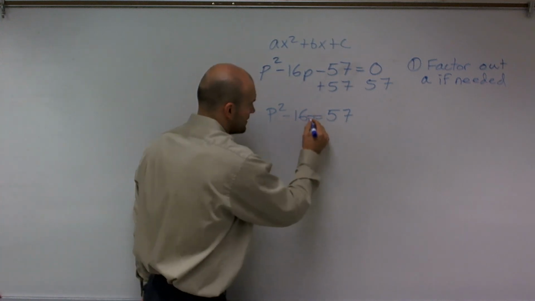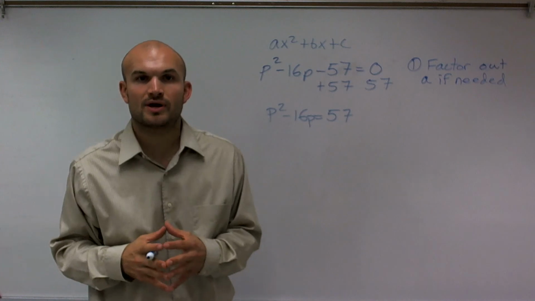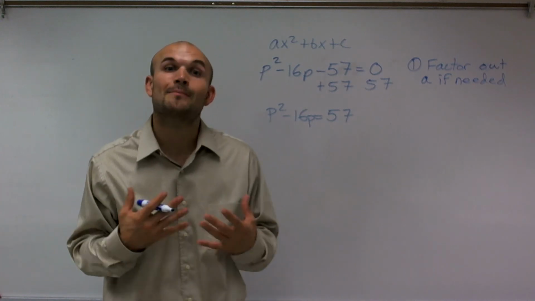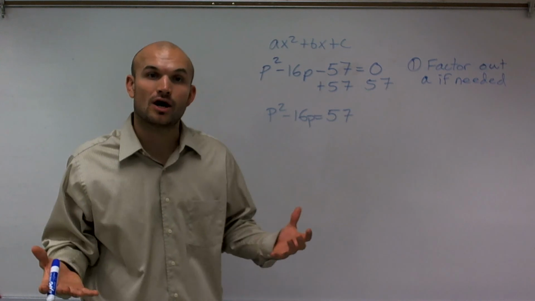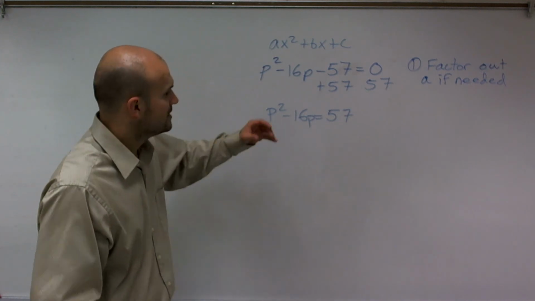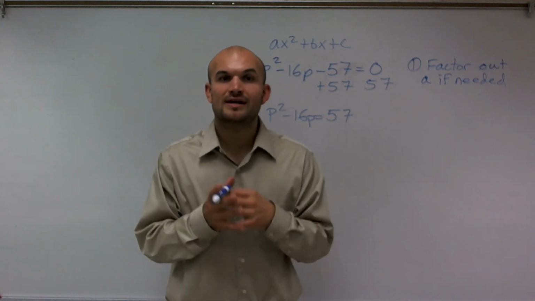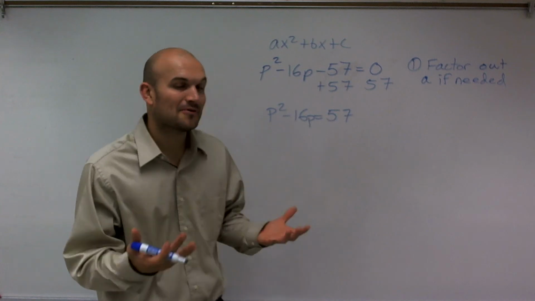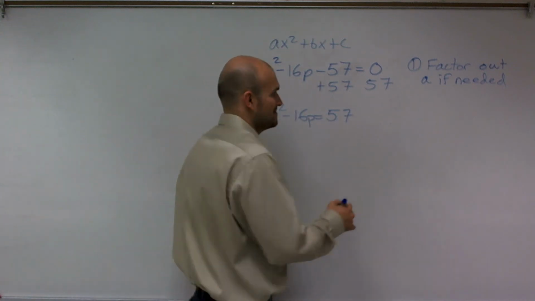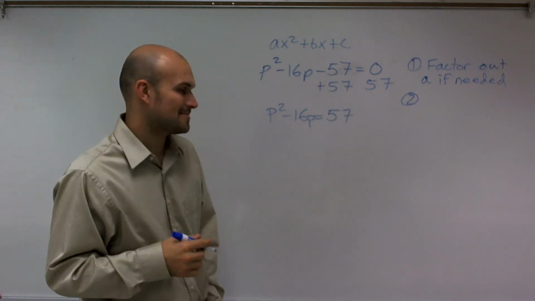Okay, so our goal for completing the square is to get a perfect square binomial, meaning a binomial that's going to multiply by itself. A binomial that multiplies by itself is going to produce a perfect square trinomial. And how are we going to get a perfect trinomial? Well, to do that, we're going on to step number 2.